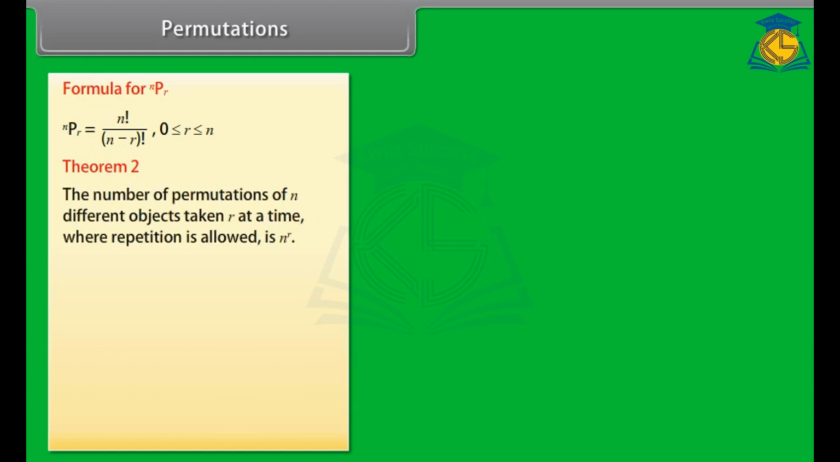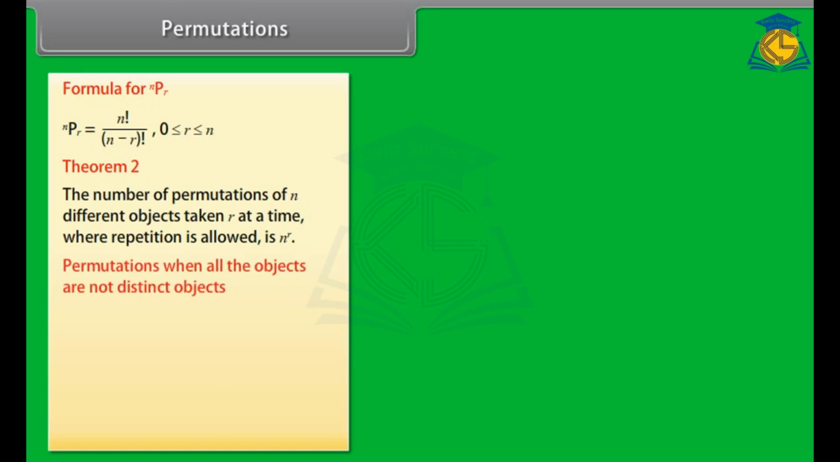Formula for nPr. nPr is equal to n factorial by (n minus r) factorial, where 0 is less than or equal to r is less than or equal to n. Theorem 2. The number of permutations of n different objects taken r at a time, where repetition is allowed, is n raised to power r.